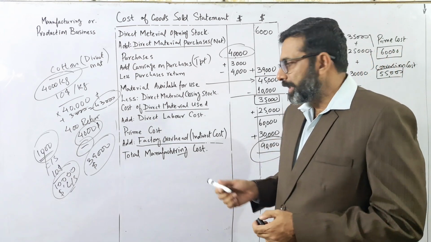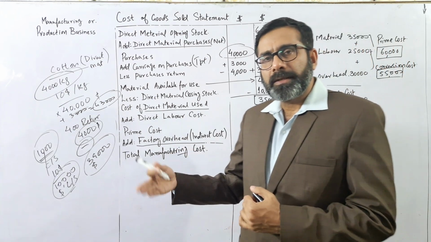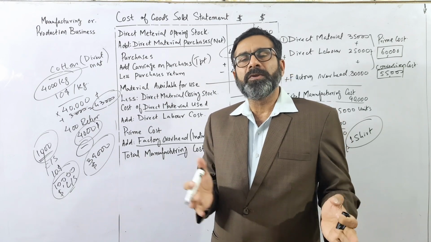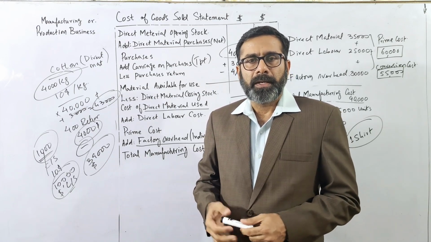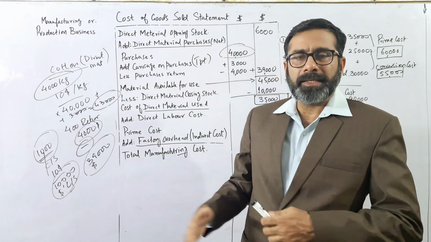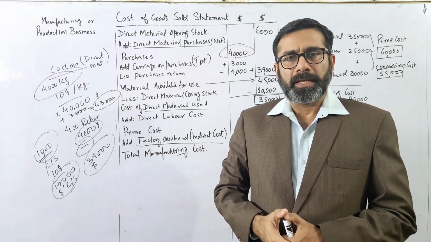This is how we calculate the total manufacturing cost, and then we will go to the work in progress or the finished goods. In this way we will complete the cost of goods sold statement. I hope you have understood that concept. It is still not complete. In the next lectures we will complete the cost of goods sold statement. Thank you very much.